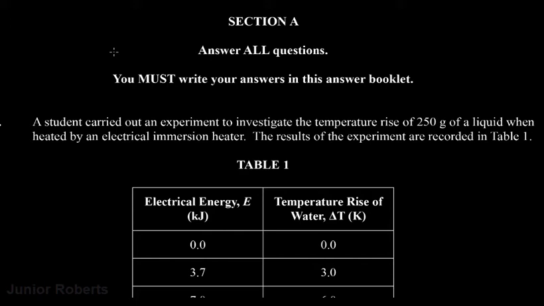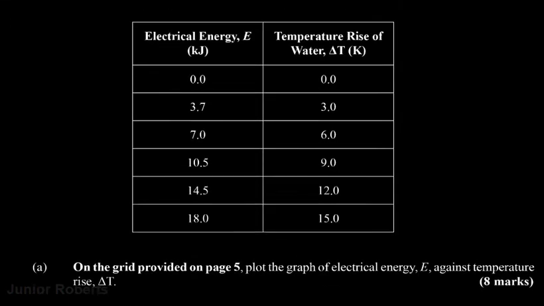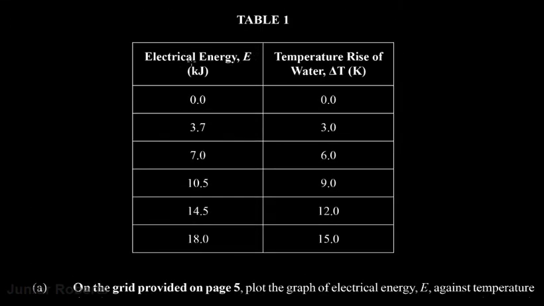It says here, a student carried out an experiment to investigate the temperature rise of 250 grams of a liquid when heated by an electrical immersion heater. The results of the experiment are recorded in table 1, and here we have table 1 with our results. We have 2 columns, one for the electrical energy measured in kilojoules and one for the temperature rise of water measured in Kelvin, and these are the values that were obtained in this experiment.